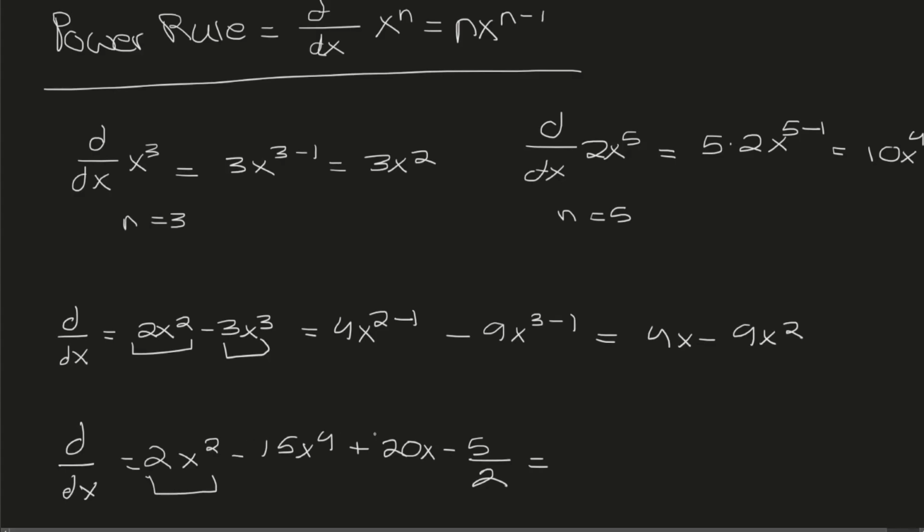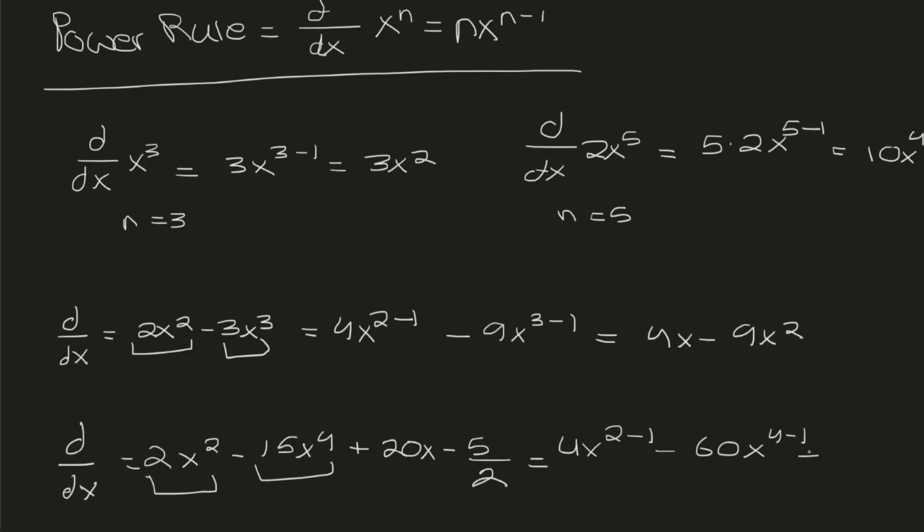So 2x squared, bring the 2 out to the front. 2 times 2 is 4, and then we get 4x to the n minus 1, so 2 minus 1. Let's go to the second term. Same thing. Bring the 4 out to the front. 4 times 15 gives us 60. And 4 minus 1, which will be 3. But let's just leave it at that for now.